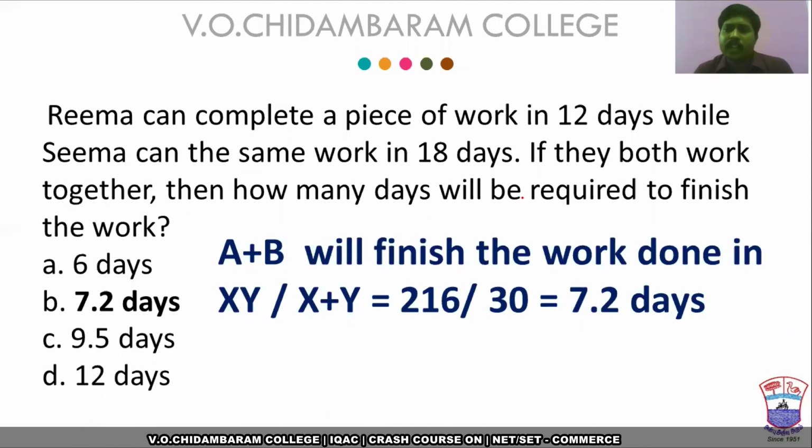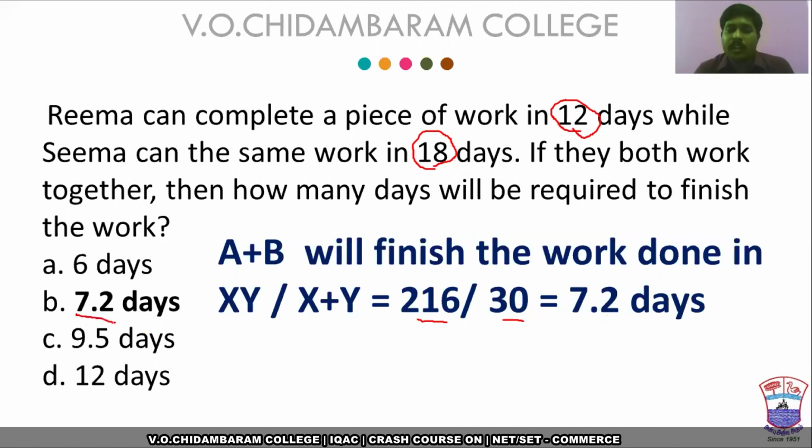A simple technique to solve these kinds of problems is finding the LCM. The LCM of 12 and 18 is 216. So here we put 216, that is x into y, by x plus y. x plus y is 18 plus 12, that is 30. So A plus B's work done is given by 7.2 days.